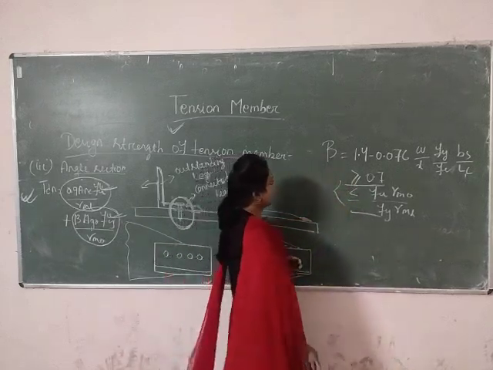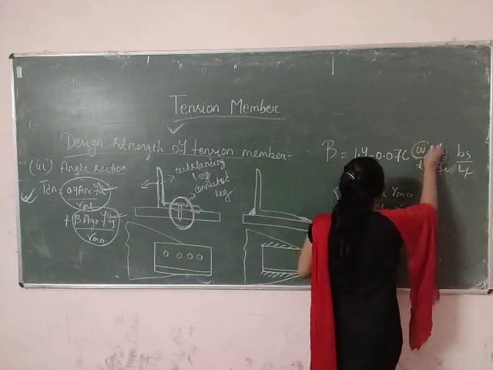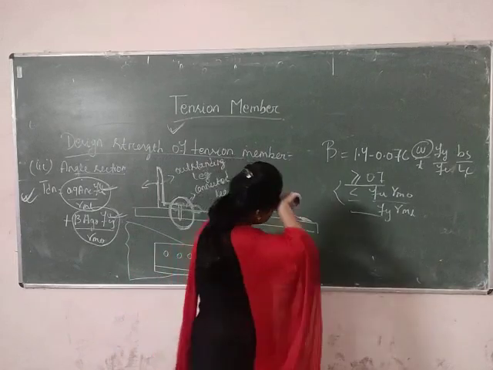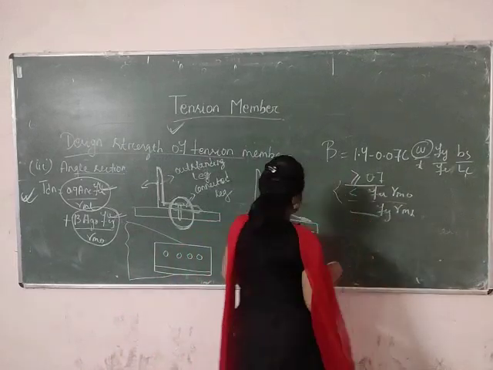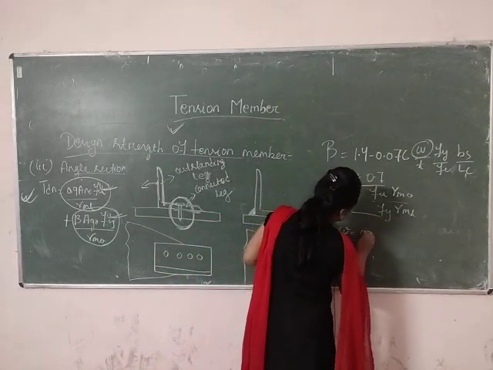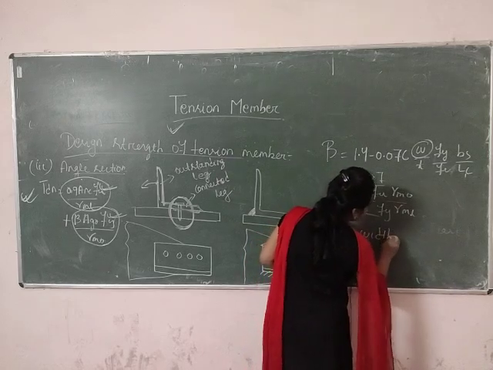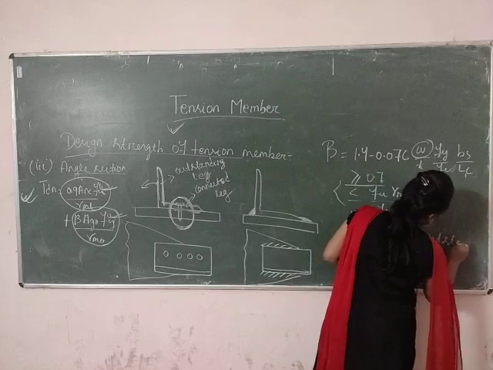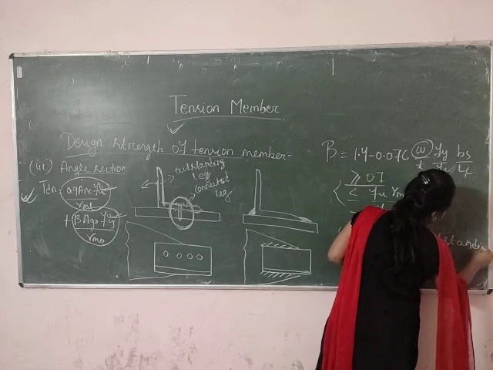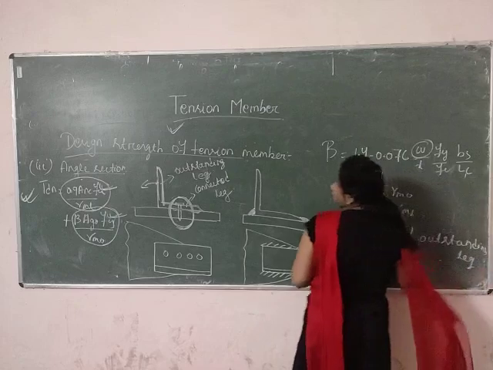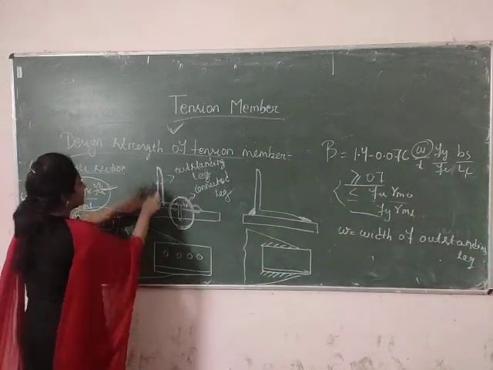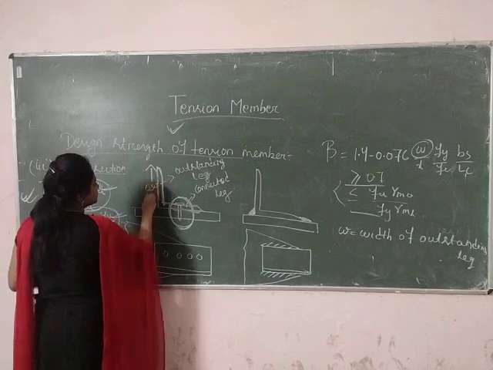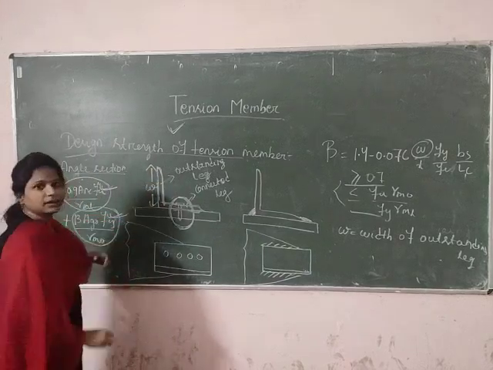Okay. Then next come to w. So here w means the width of the outstanding leg. So this is our outstanding leg here. Okay, so this distance is the width of the outstanding leg.